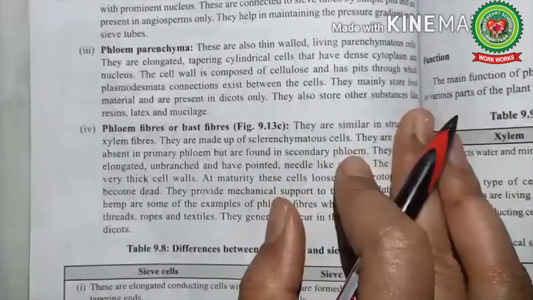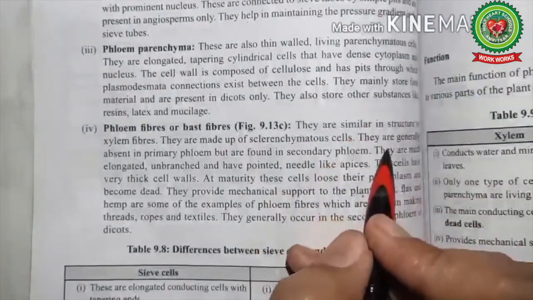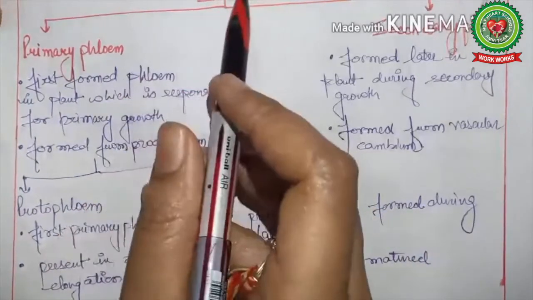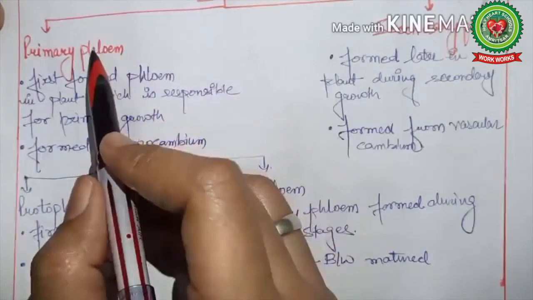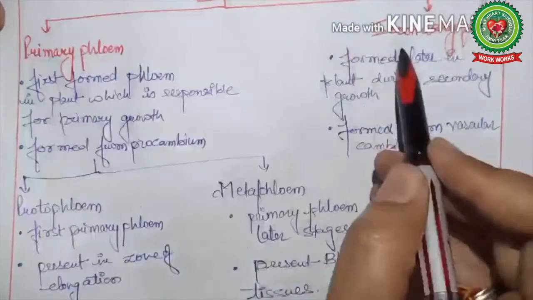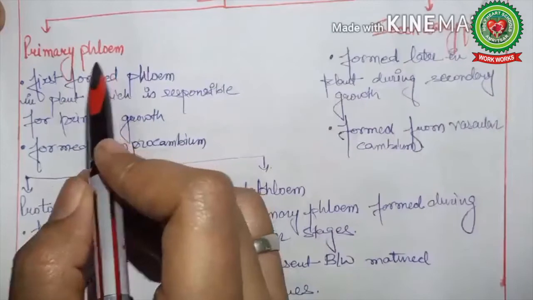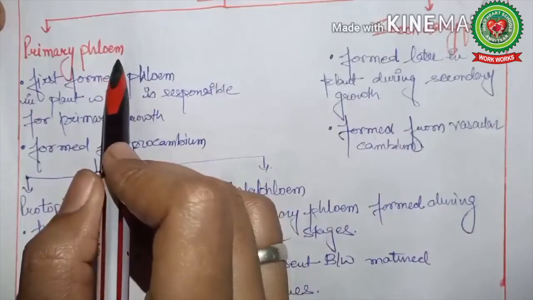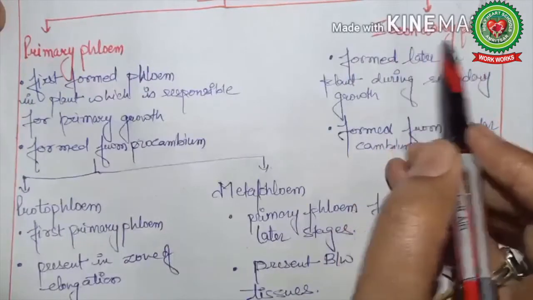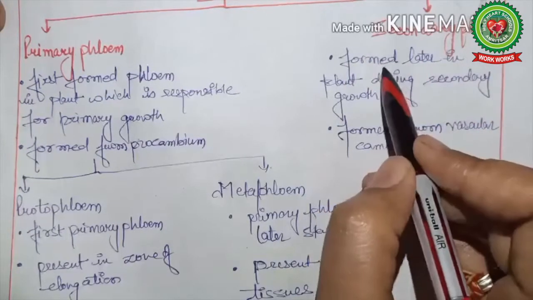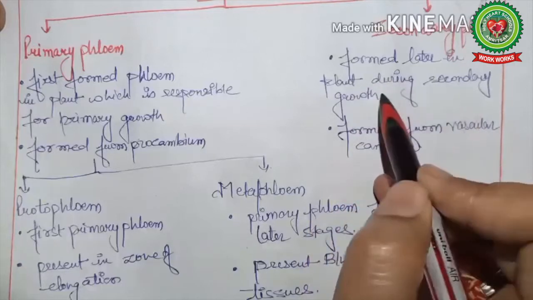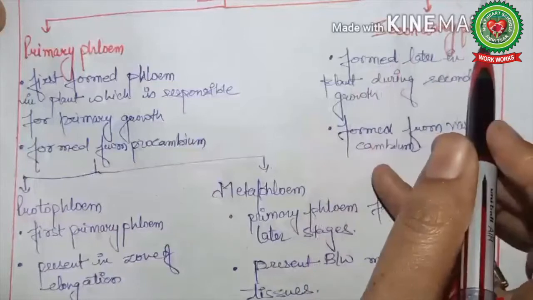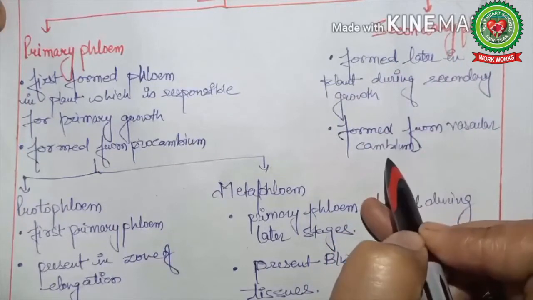Now, next we will discuss the types of phloem on the basis of their origin. On the basis of origin, phloem can be divided into two types, primary phloem and secondary phloem. Primary phloem is the first formed phloem during primary growth. Secondary phloem is the phloem which is formed later in the plant during secondary growth. Primary phloem is formed from procambium. Secondary phloem is formed from vascular cambium.